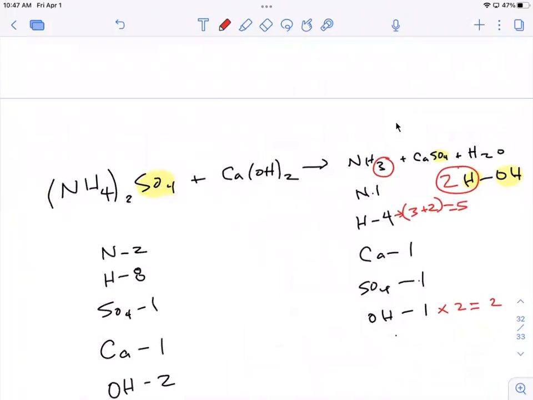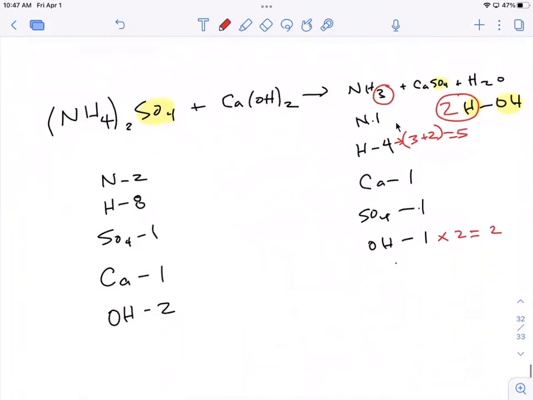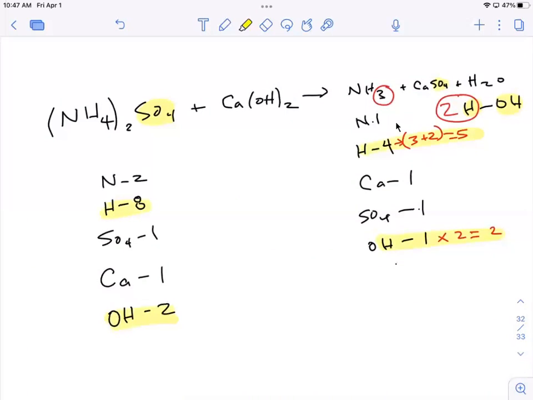And then over here, so now we have 2 OHs and 2 OHs. We have 5 hydrogens here and 8 here. We got 1 nitrogen here and 2 here. So now, since the hydrogens and nitrogens are together, let's see if we could balance the nitrogen, and then see what happens with the hydrogens as well. All right, let's see what we got.